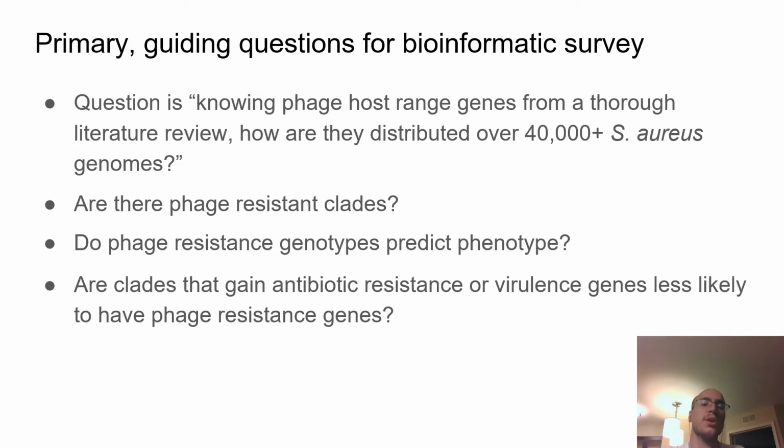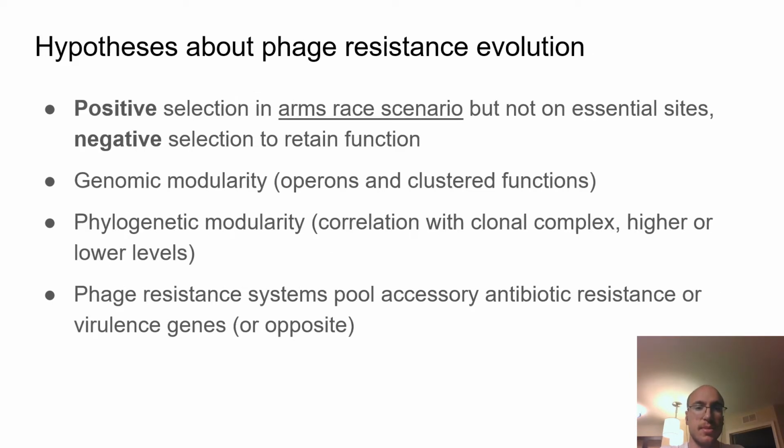versa? It's known that phages are the main drivers of horizontal gene transfer in the species through a process called transduction. I also have a number of hypotheses about phage resistance evolution.